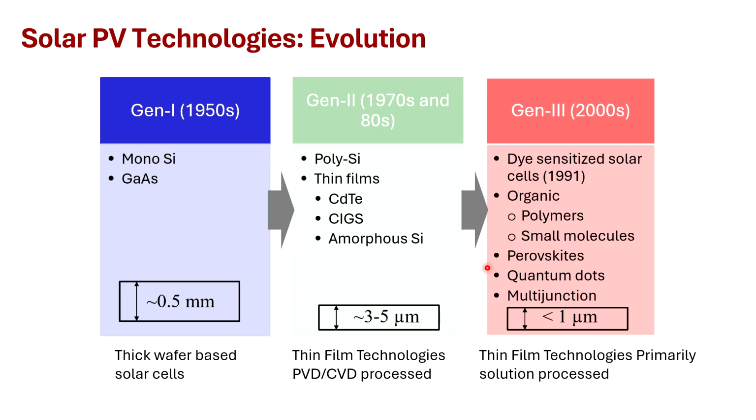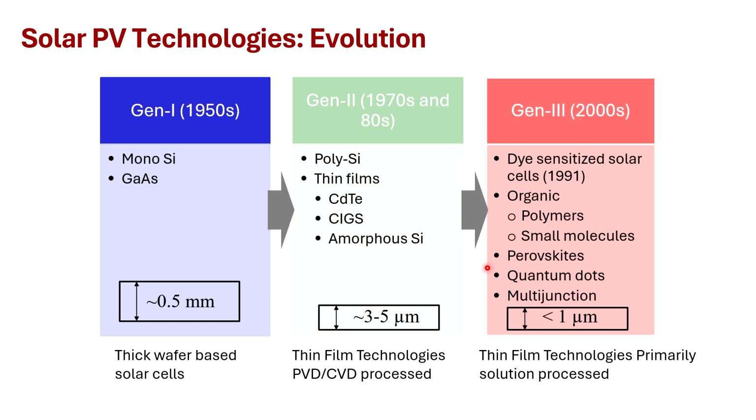So the first generation was based on thick wafer based solar cells of about 0.5 millimeter. Now it is about 0.3, 0.2 millimeter thin. Generation 2 were based on thin film technologies of around 3 to 5 microns, and these thin films were mainly physical vapor deposition or chemical vapor deposition processed, and in the generation 3 devices we focus on solution processed materials whose thin films are less than 1 micron.